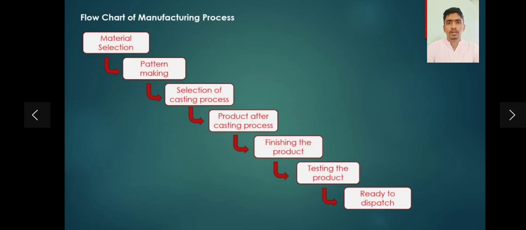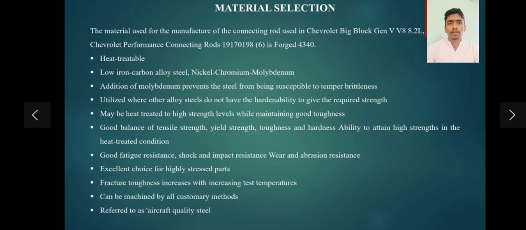So here is the flowchart of the manufacturing process. In this flowchart, the general method of manufacturing is explained in detail. In manufacturing, first is the material selection, second is pattern making, third step is selection of casting process, fourth step is the product after casting process. After that, finish the product and test the product. In the end, the product is ready to dispatch. So here are the details of material selection.